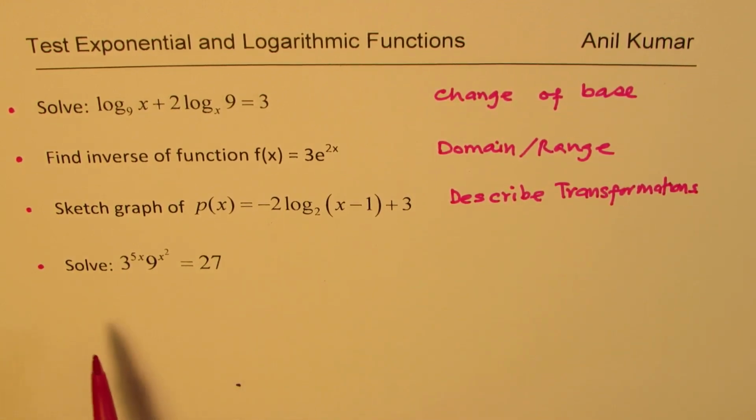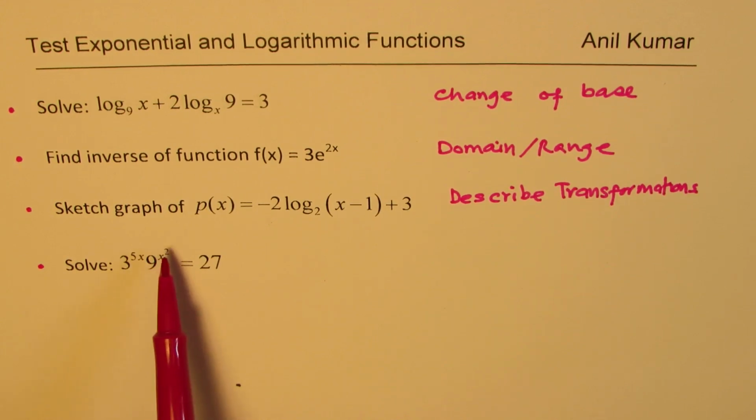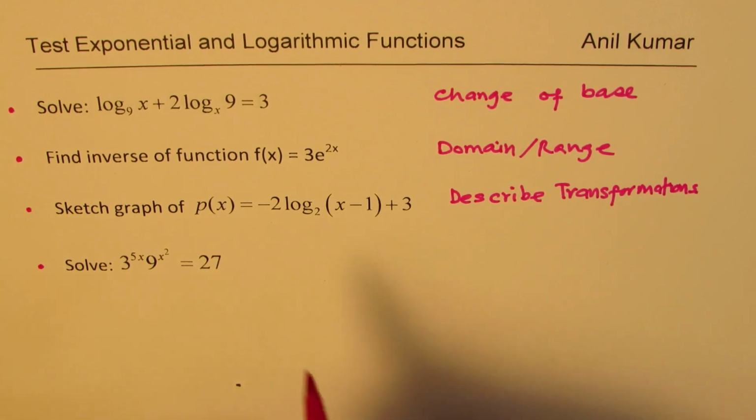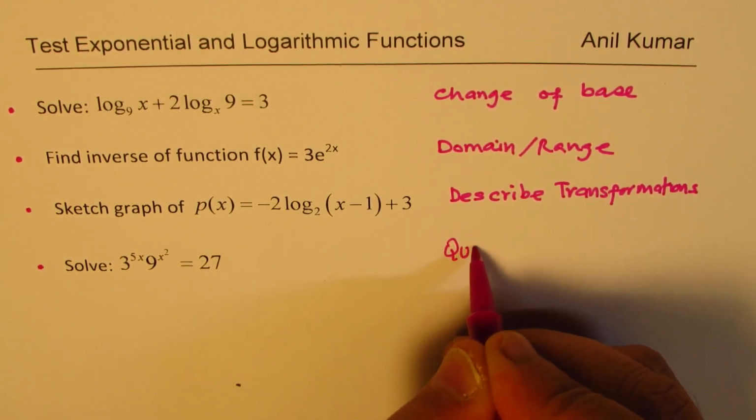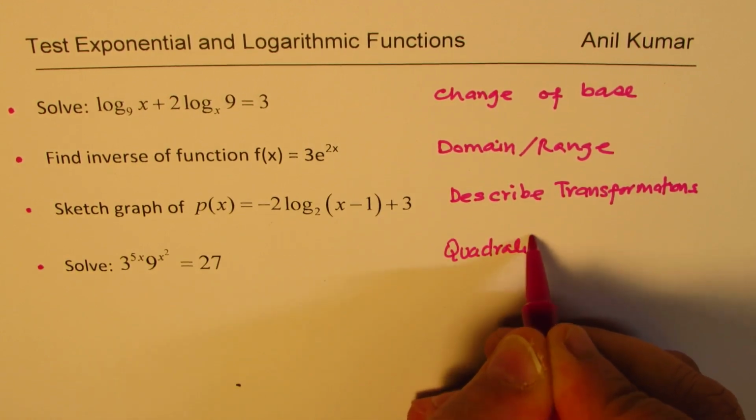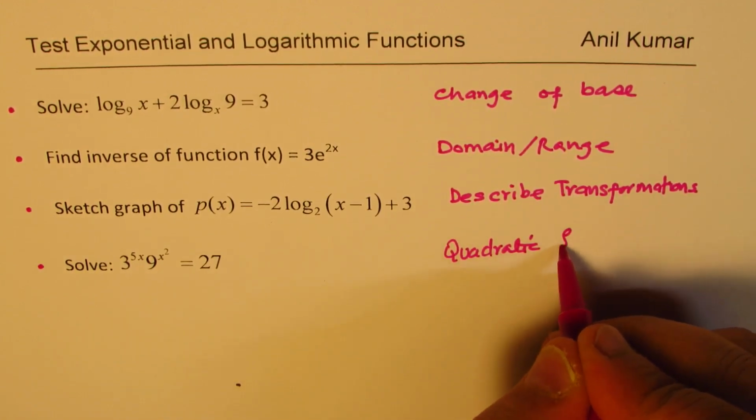The last question here is to solve 3 to the power of 5x times 9 to the power of x squared equals 27. That will be an exponential equation where you have to use quadratic strategies.